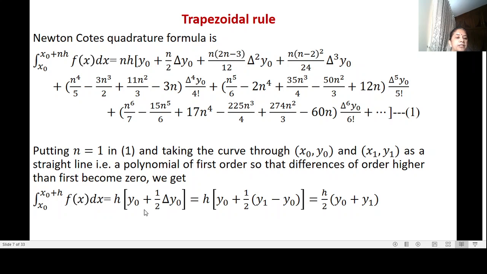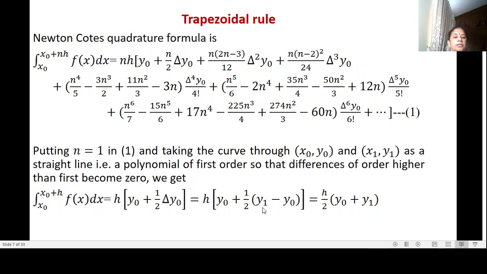So the integral from x0 to x0 plus h, f of x dx is equal to h into y0 plus 1 by 2 into delta y0, since n is 1. Only these terms are left, because it's a polynomial of order 1. Forward differences of order greater than 1 become 0. Hence delta squared, delta cube and so on are equal to 0. Therefore, the right hand side is equal to h into y0 plus 1 by 2 into the forward difference of y0.